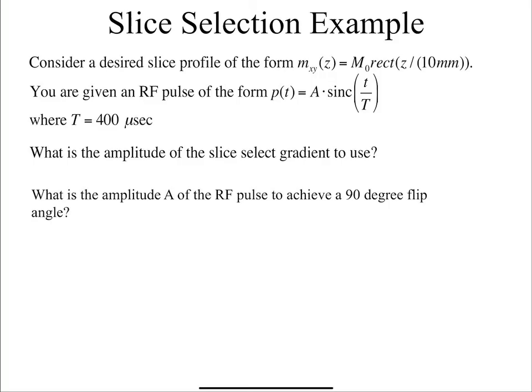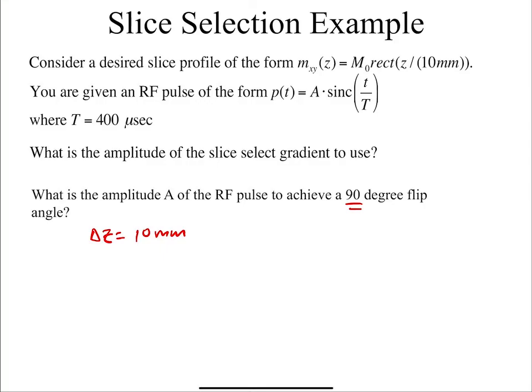So the two things I can design that the pulse sequence has to figure out are: what's the amplitude of the slice select gradient to use? And what's the amplitude of the RF pulse to get, let's say, a 90-degree flip angle? So we're going to work them together. The first thing is, let's write down what our parameters are. So we know that delta z is equal to 10 millimeters, right?